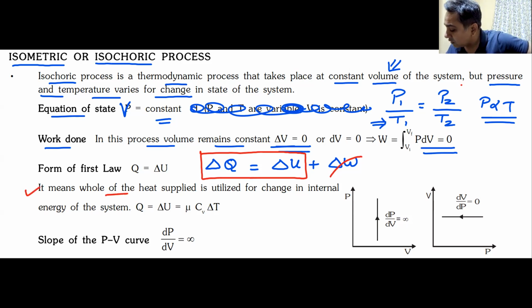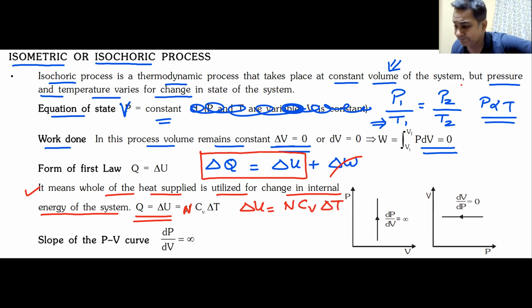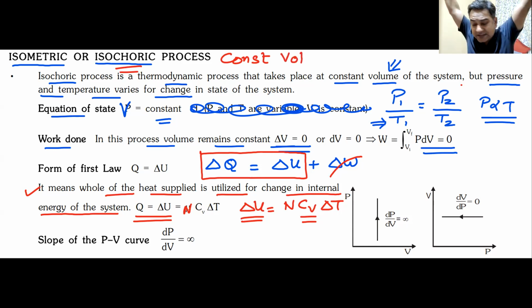It means the entire heat supplied is utilized in changing the internal energy. Delta Q is equal to delta U. And we know that delta U is always equal to nCV delta T. Do we know this or not? Yes or no? We have discussed this in the previous class. Change in internal energy is a state function. It is n into CV into delta T, and this CV is known as molar specific heat at constant volume. We understand this.